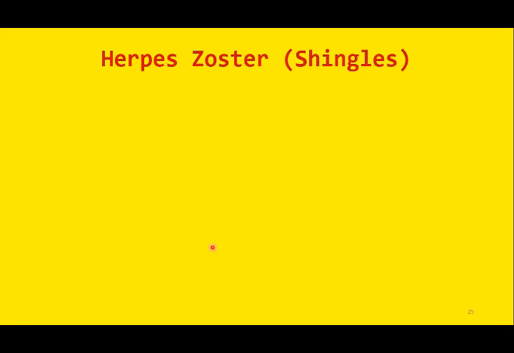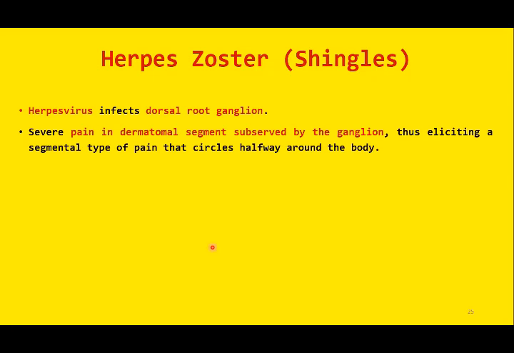Now what is herpes zoster? The other term for herpes zoster is shingles. So the herpes virus is responsible for herpes zoster, and this virus infects the DRG, dorsal root ganglion, which is present in the posterior root of the spinal cord. So this virus will infect the DRG.